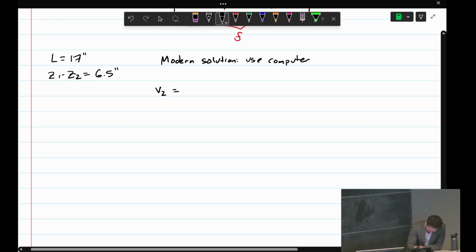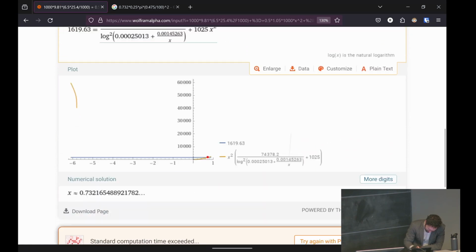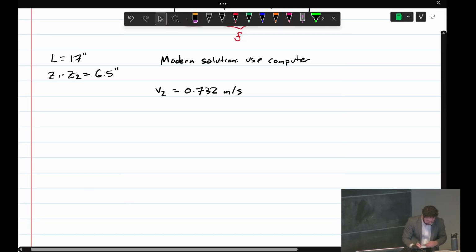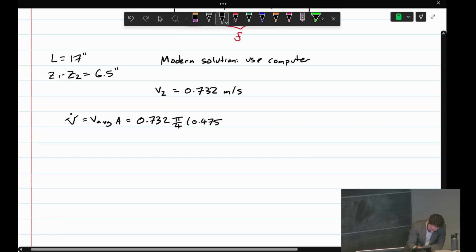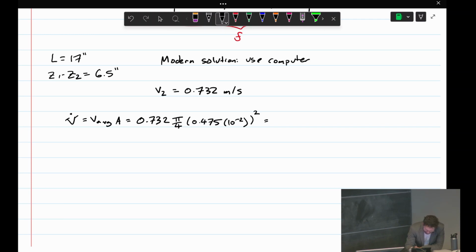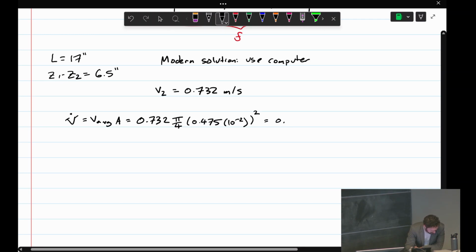So that gives V2 equals 0.732 meters per second. That's what Wolfram told me. Okay, so that means our volumetric flow rate is V average times the area. So this is about, I think, like 0.1013 liters per second.